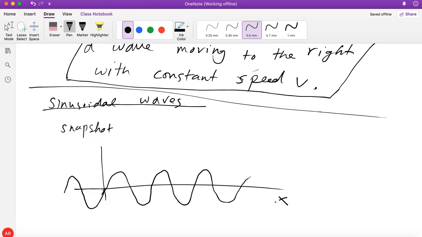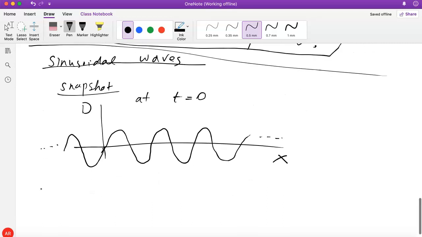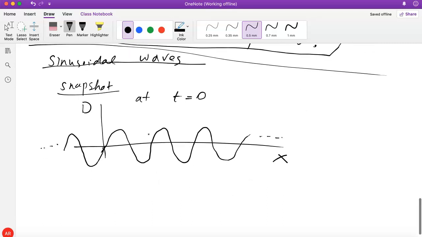So this is x, the distance. This is the displacement. This is a snapshot, let's say at t equals 0. At t equals 0, we just take a picture, and this thing extends in both directions. So first, there is a quantity known as the wavelength.